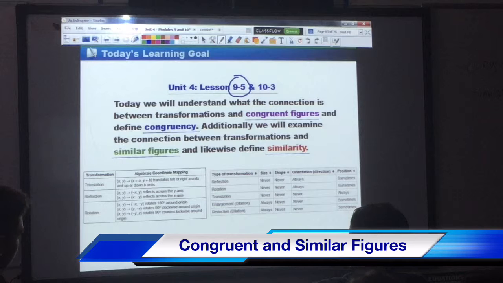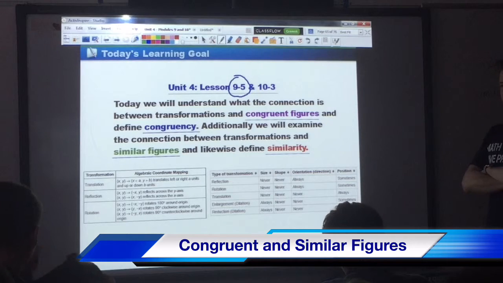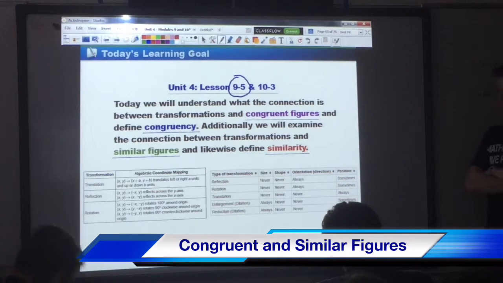So today's lesson is all about congruency and similarity. How and why are figures congruent? How and why are they similar? And what exactly is the difference between congruent figures and similar figures?